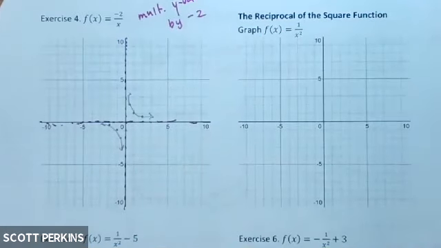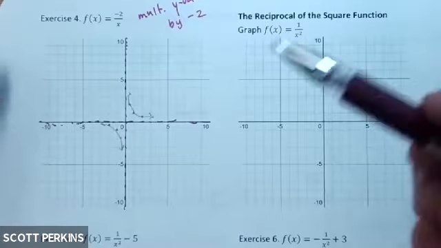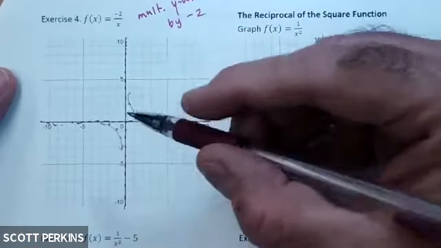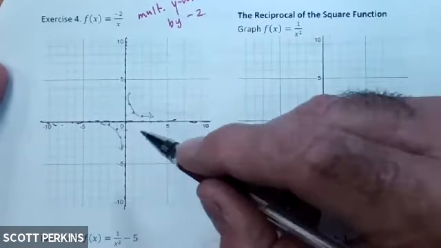Okay, so I'm going to multiply all these y values by -2. That does not do anything to my asymptotes. So I put some hopefully subtle dotted lines in there. And now I'm going to multiply the y values by -2. I'm just going to start with the right side of the graph here.